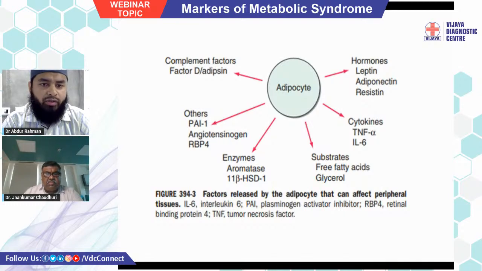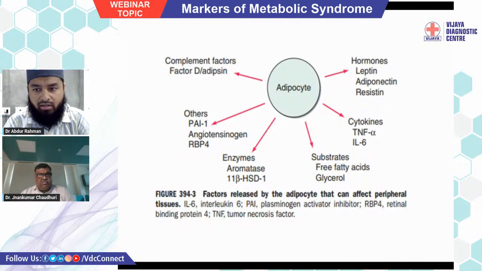Then we go to angiotensin and RBP4. RBP4 is also an inflammatory marker. So here we are discussing the markers: TNF alpha, IL-6, RBP4. These can also be assessed to diagnose metabolic syndrome. Then angiotensin is increasing. It is directly responsible for increasing the blood pressure, through the renin-angiotensin-aldosterone pathway.